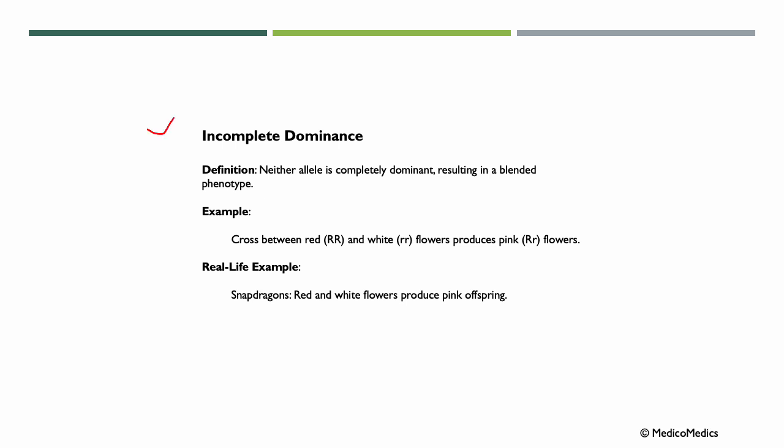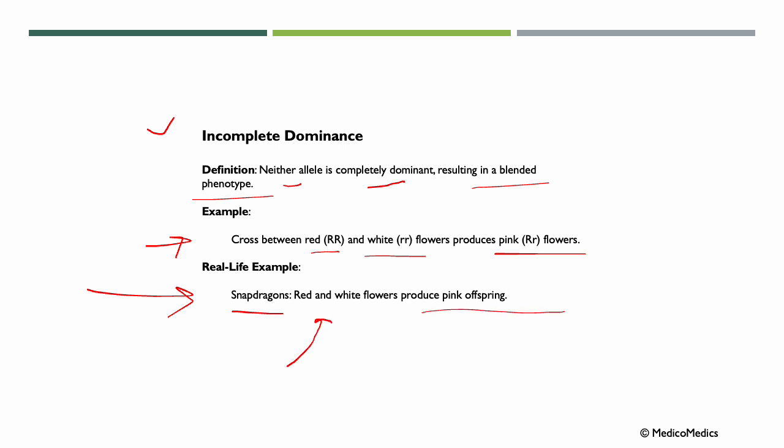So we have incomplete dominance, and this is where neither allele is completely dominant, resulting in a blended phenotype. For example, crosses between red and white flowers producing pink flowers. A real-life example is snapdragons. If you ever looked at one, you see that red and white flowers could produce pink offspring.